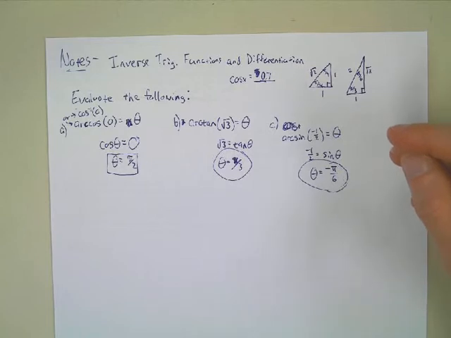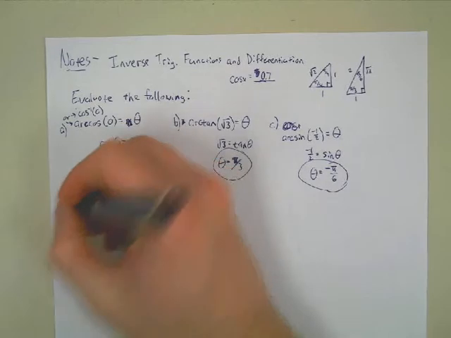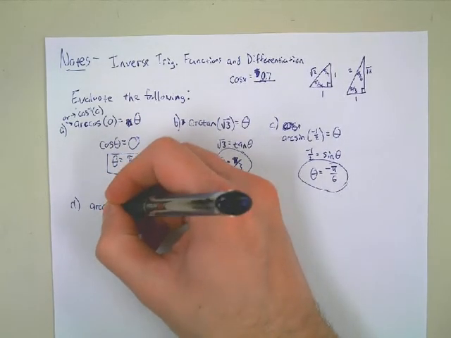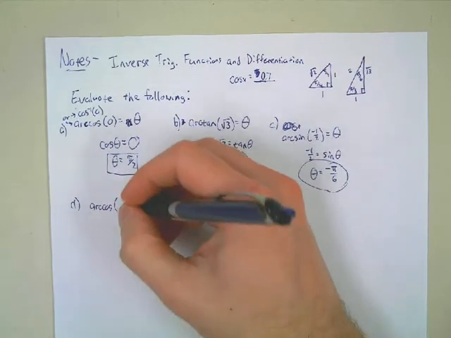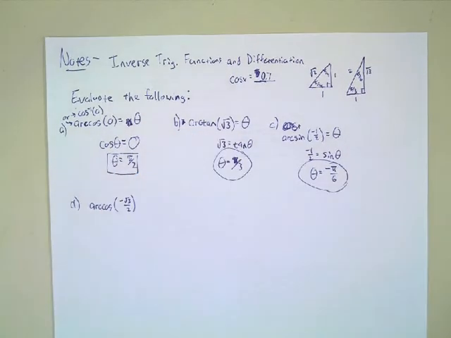Let me see if I have one like that. No. All right, we'll just do one here. So A, B, C, D. All right, so we'll do arc cosine of negative root 3 over 2, we'll say, equals theta.